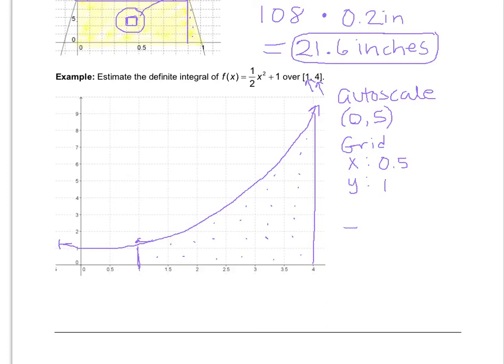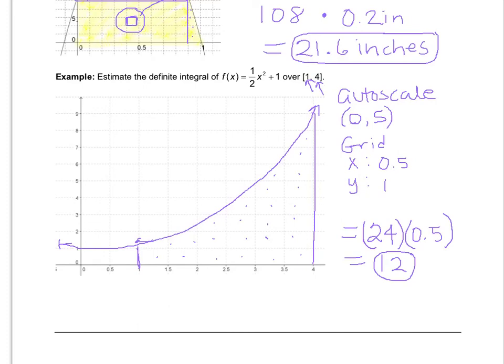All right, well, I counted 24 blocks or boxes, and each of those had a dimension of 0.5. There's no units on this one. So I am getting a definite integral value of 12. That is the approximate area under the curve from x equals 1 until x equals 4.